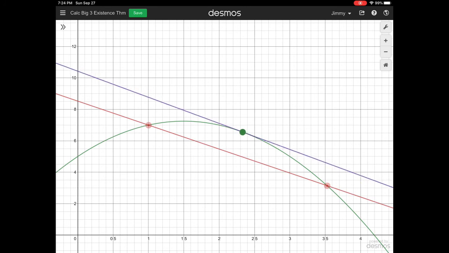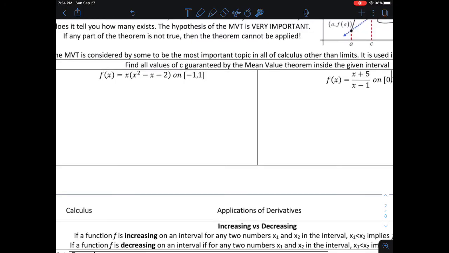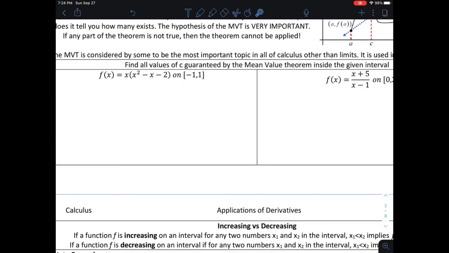And so graphically, if we look at that, and I start dragging and looking and ask, where can I make these two be parallel? Whatever that x value is going to be is the point we're talking about, where the instantaneous rate of change equals the average rate of change. All right, so let's look at some examples here.